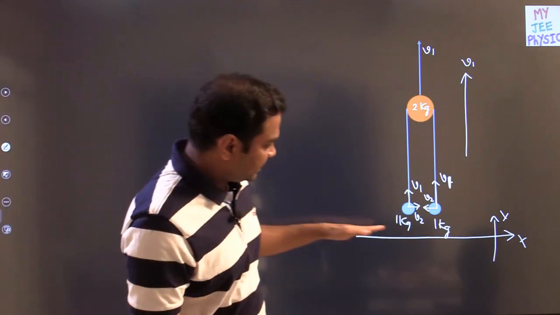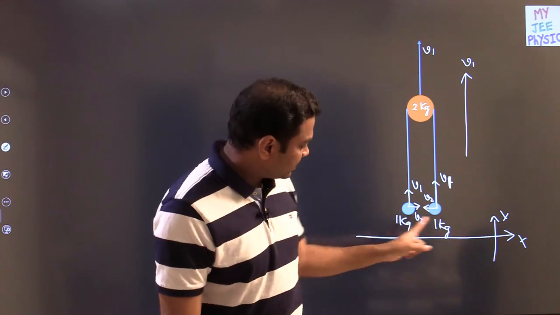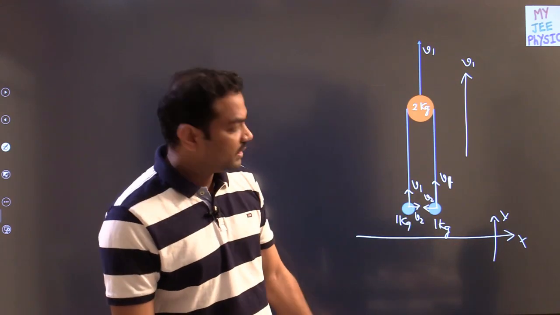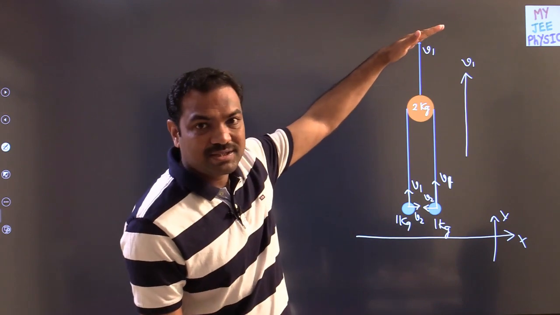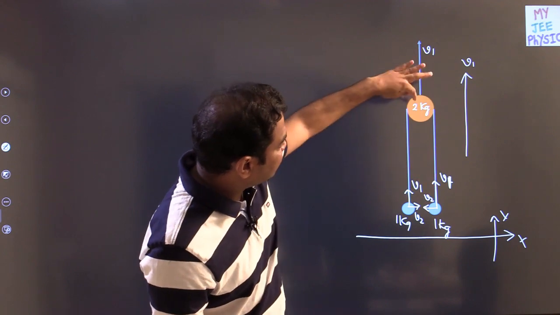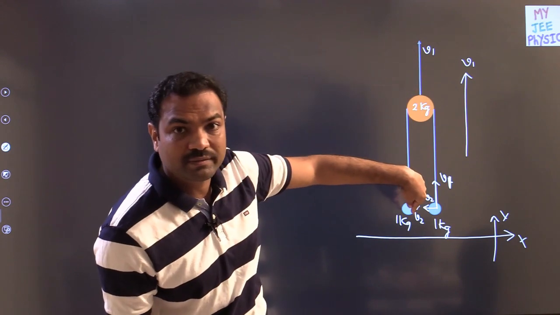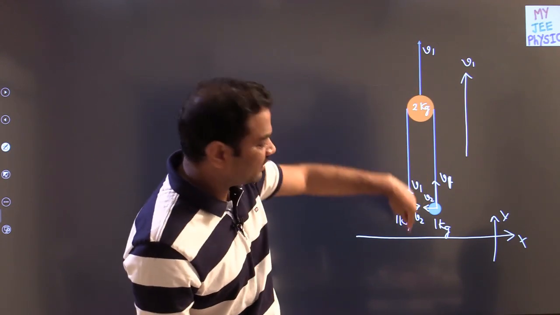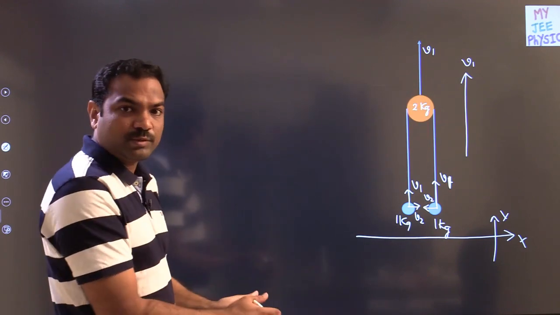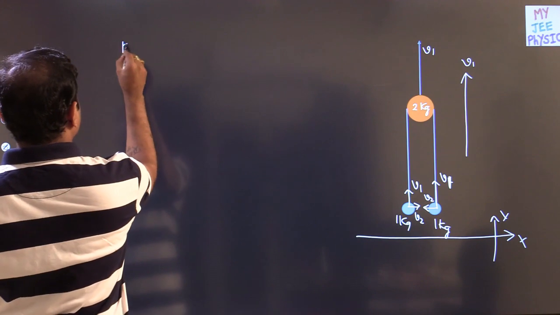Initially along the x momentum is 0, and now also momentum should be 0, that's why I have taken the same velocities. Along the y, the entire system has the v1 velocity because of the string constraint. If it has v1 velocity, this particle should have v1 velocity, since along the string the velocities have to be the same. So now I conserve the momentum by conservation of linear momentum.